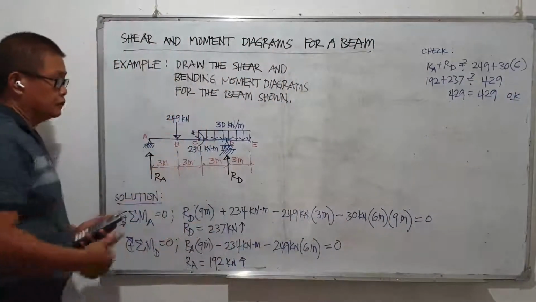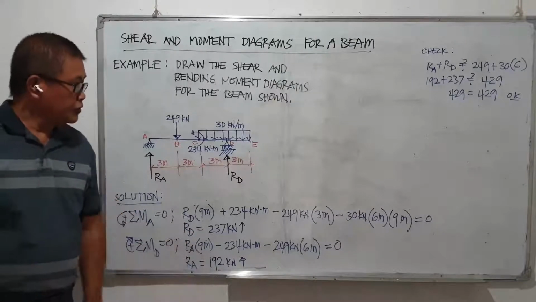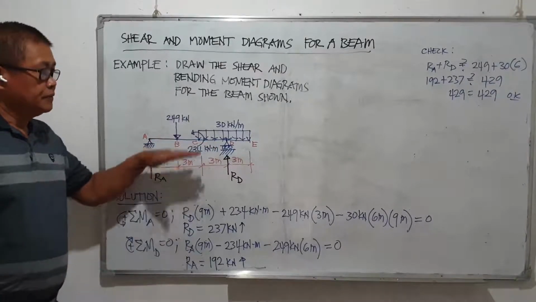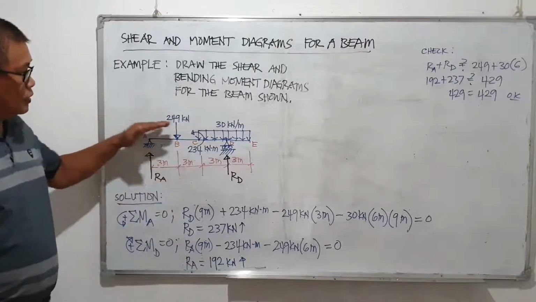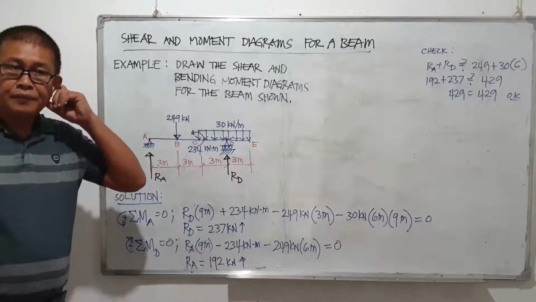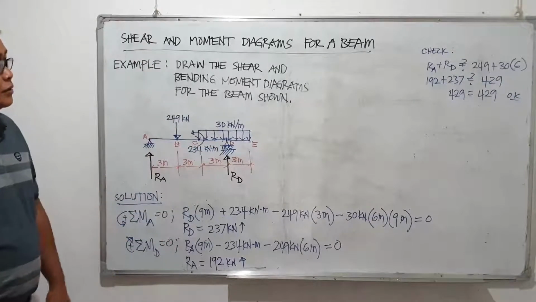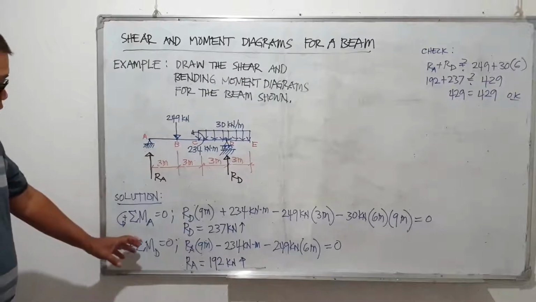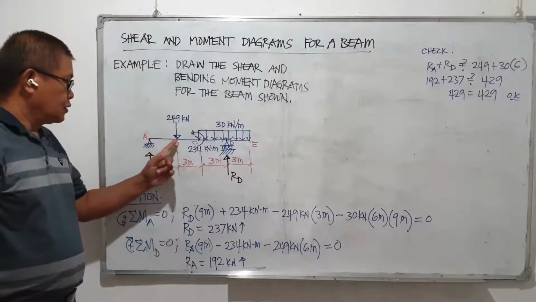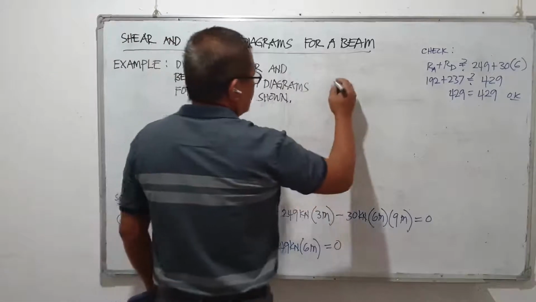It just confirms the accuracy of our reactions, and it maintains equilibrium of the beam along the vertical. There is no load along the horizontal, so it also indicates that it is stable. It is in equilibrium along the horizontal as well as along the vertical direction. So after we have the reactions, then we can start solving for the shear and moment values. We will first consider the shear values.